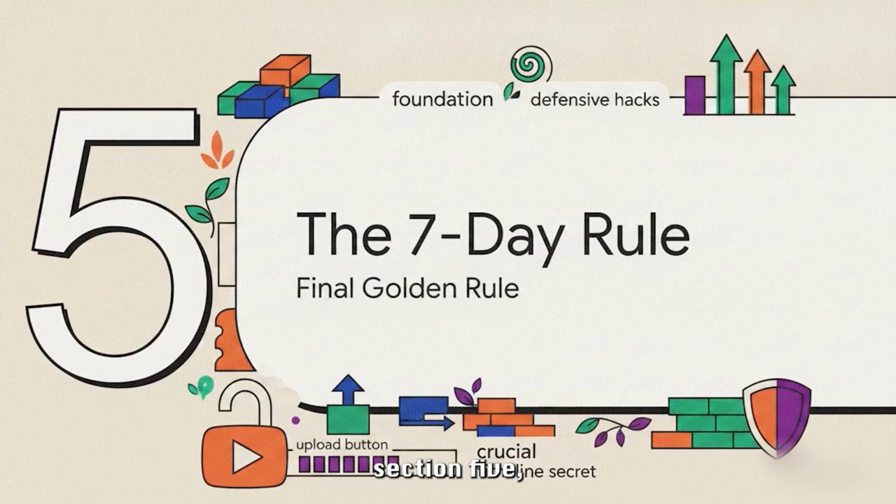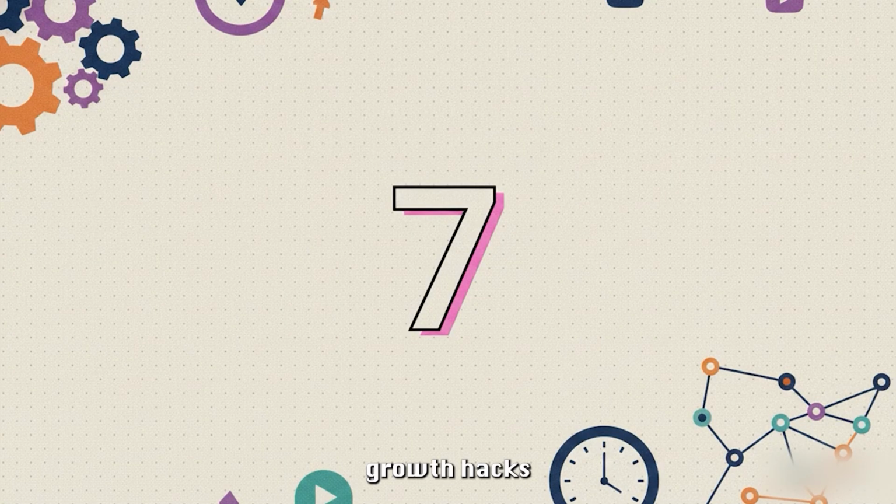And finally, Section 5, the 7-day rule. Okay, we've dialed in the foundation, we've got the growth hacks, and the defenses are up. But there's one last, absolutely crucial timeline secret you need to know before you hit that upload button, the number 7. You must wait exactly 7 days after changing all these back-end settings before you upload that first video. Don't rush it. When you make massive changes to your channel's foundation, your keywords, category, language, the algorithm needs time to process all that new data. It needs a minute to recalibrate and figure out exactly where you belong in the YouTube ecosystem now. Give it those 7 days to lock in your brand new identity.